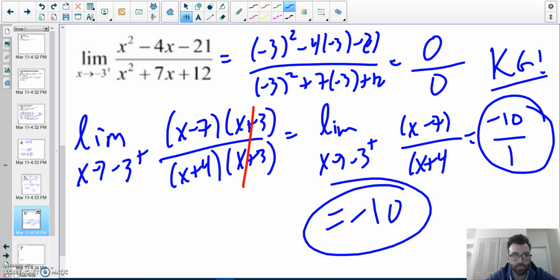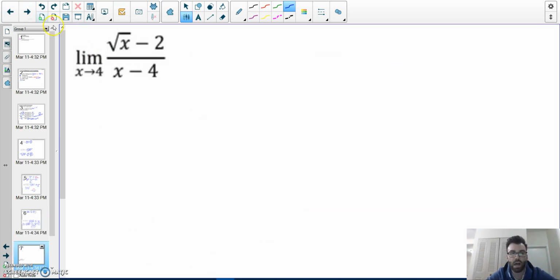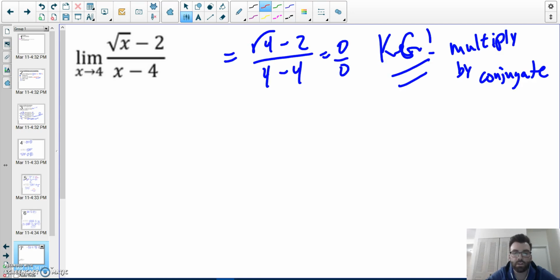All right, let's keep going. I want you to substitute in, see if you get 0 over 0. Here we go. So here I got 0 over 0, which means I need to keep going. Can't really factor here, so what am I going to do? I'm going to multiply by the conjugate. Now, I determine the conjugate by where the square root is. The square root is in the top, so my conjugate is the square root of x plus 2. If the square root is in the bottom, I'll use that conjugate.